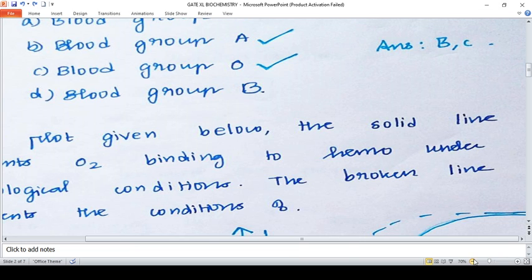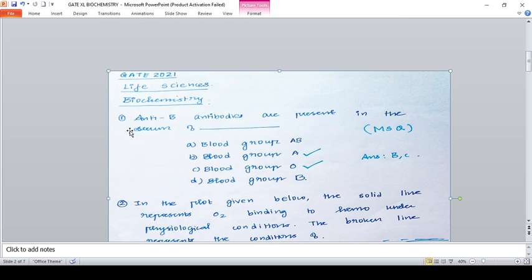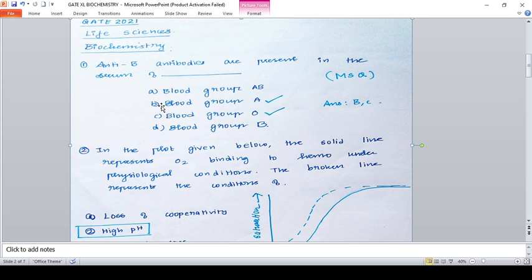So, first question: anti-B antibodies are present in the serum of. It is an MSQ type of question. You should know blood group AB will have both antigen A and antigen B on the red blood cell, but the blood group doesn't have any antibody. Blood group A will have anti-B antibody in the blood and antigen A on the RBC, and blood group O doesn't have antigen on the red blood cell, but it has both anti-B and anti-A antibody. So the correct options are option A and option B.